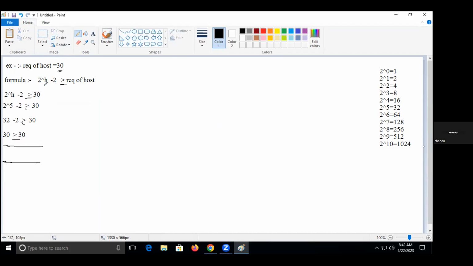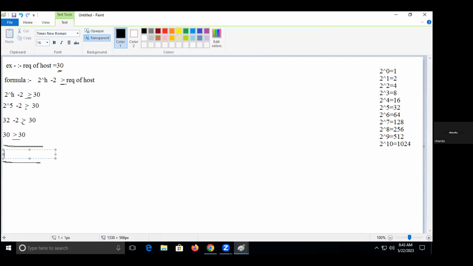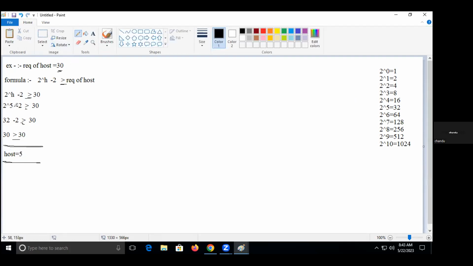The formula says 2 power h minus 2 is greater than or equal to the requirement of hosts. So 2 power h minus 2 is greater than or equal to 30. I need to take the nearest value, so 2 power 5 is 32. 32 minus 2 is 30. 30 is not greater than, but it is equal to 30. So here you find the host value. The host value is 5.